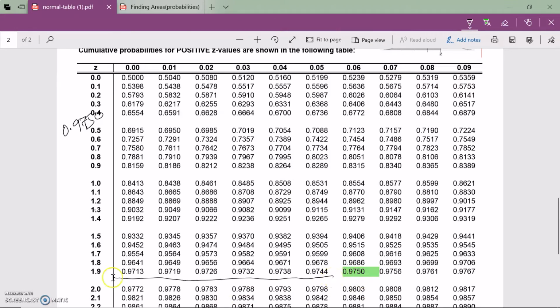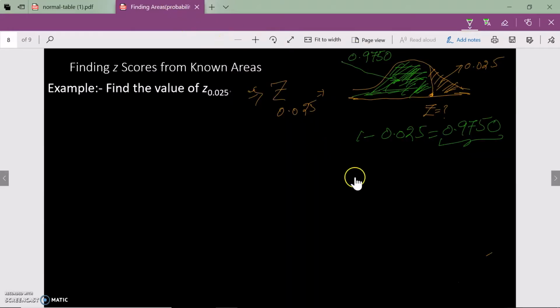So what we are going to do now, we're going to find the z-score, right? What is the z-score corresponding to this one? It's 1.9, and on the top is 0.06. So the z-score comes out to be z equals 1.96. So we are able to find this value that we were looking for. Z of 0.025 is equal to 1.96.